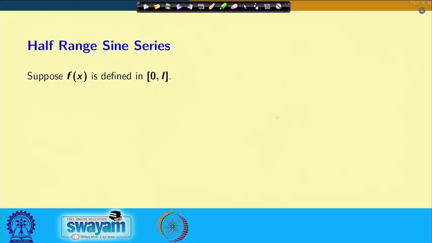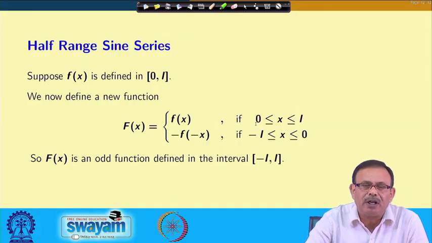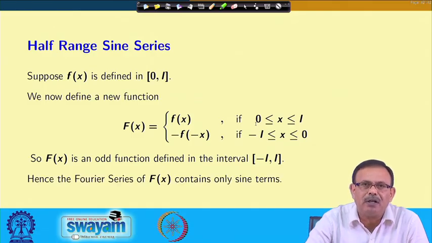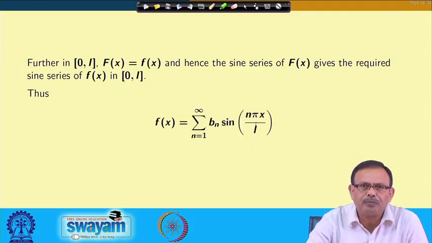So, let us see this thing. In the half range sine series, we are defining capital F(x) as small f(x) in 0 to L, whereas in -L to 0 we are defining it as minus f(-x). So that capital F(x) is an odd function in the interval -L to L, and it can be expanded in terms of a Fourier series, which will consist of sine terms only. And since capital F(x) equals small f(x) in 0 to L, the sine series of F(x) will be the required sine series of f(x) in 0 to L.